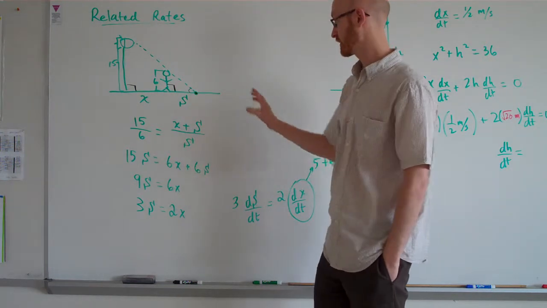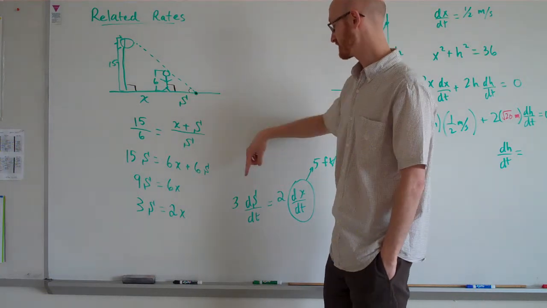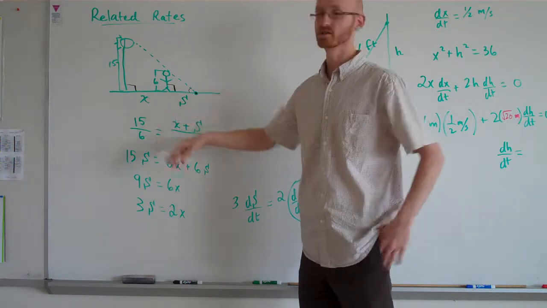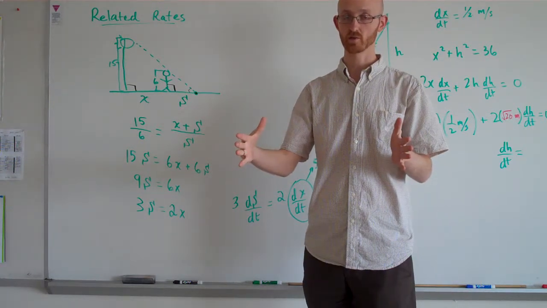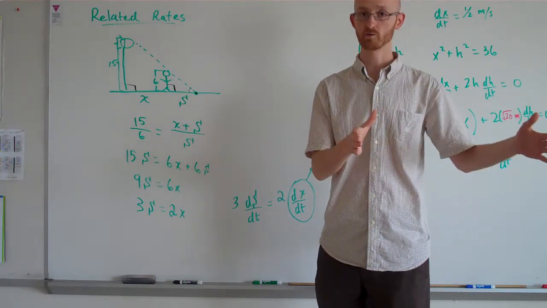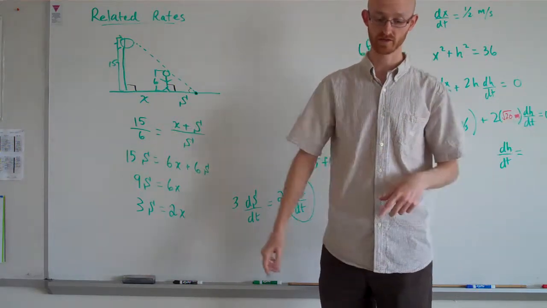If you want to know the rate at which the tip of the shadow is changing, you can take ds dt and dx dt and add them together, because dx dt will be the space between the person and the post, ds dt will be the length of the shadow, so the tip of the shadow is all the way out at the end of those two things added together.